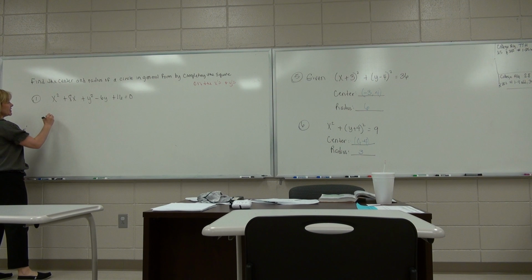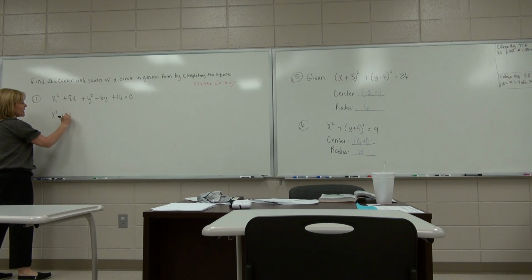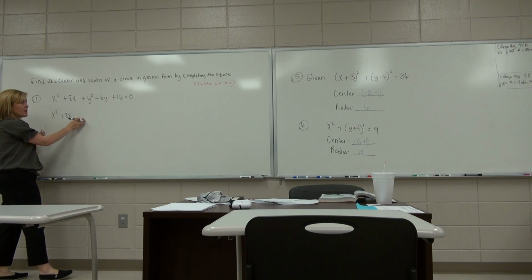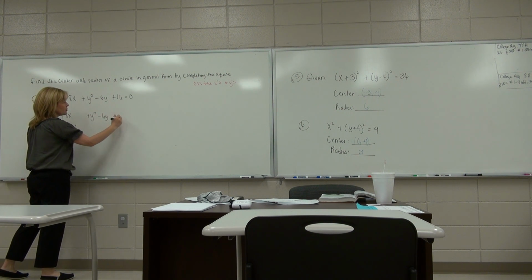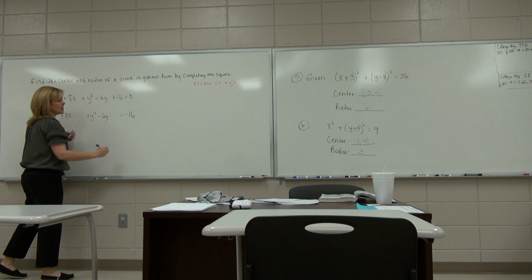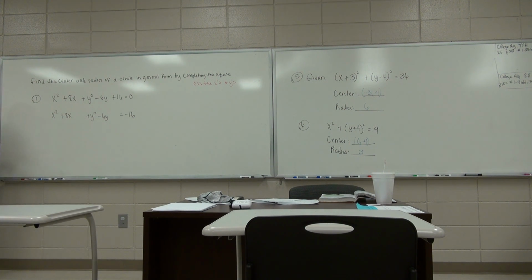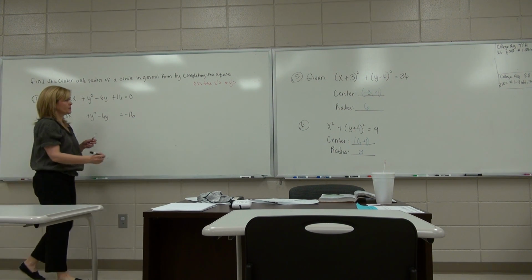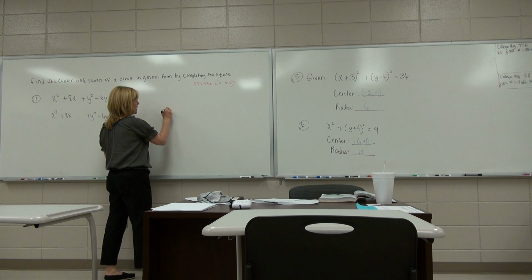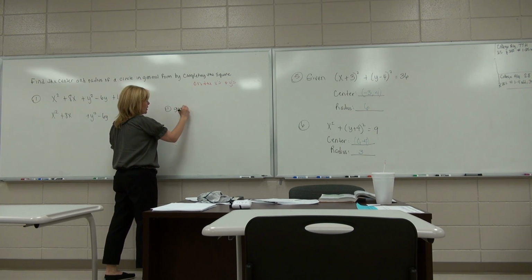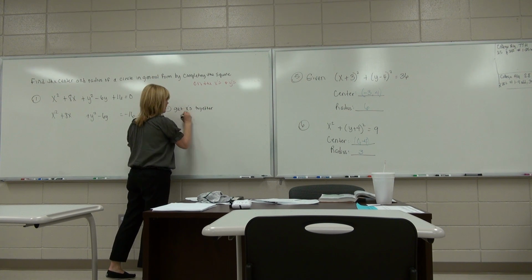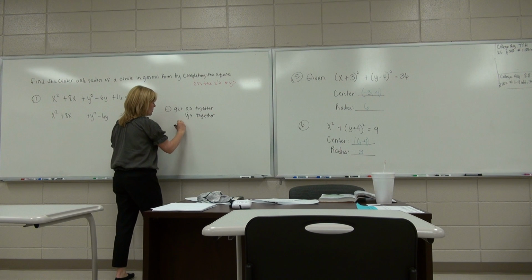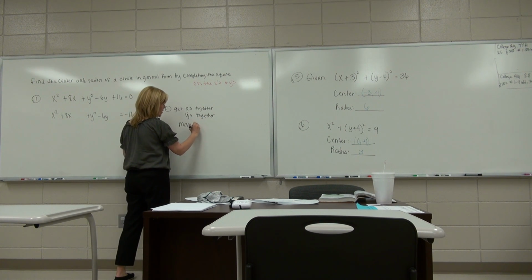I'm going to move that 16 over. I'm going to have x squared plus 8x. Leave a little bit of space behind that 8x. Put your y's together: y squared minus 6y. Leave a little bit of space. Move that constant term over. So right here you get your x's together, your y's together, and then move the constant term over.